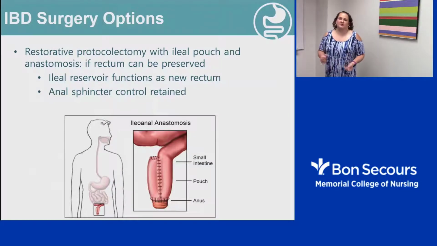Restorative proctocolectomy with ileal pouch anal anastomosis if the rectum can be preserved. So here you actually see they take part of the small intestine. This is what we call a J pouch. And they create a pouch essentially for the fecal matter to stay in. You still have your anal sphincter, and this makes it so someone who had this type of surgery can still have a bowel movement just like a normal person, because that part of the small intestine will actually start acting more like a large intestine. It's amazing what the body can do associated with that.